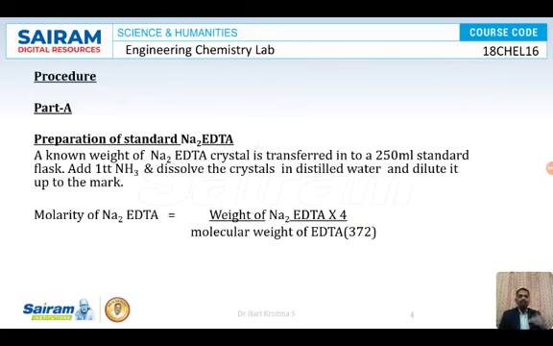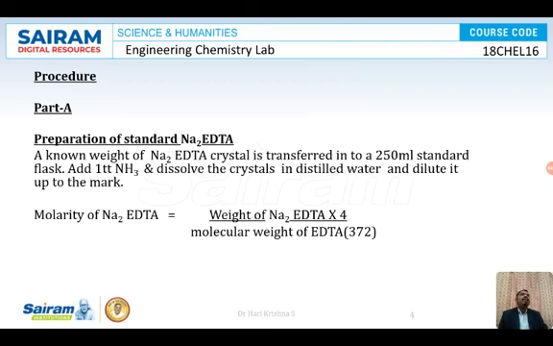Every volumetric estimation contains two parts. Part 1 is the preparation of Na2EDTA. We take W grams, or a known weight, of Na2EDTA crystals and transfer them to a 250 ml standard flask. Add 1 test tube of ammonia, dissolve the crystals, and add distilled water up to the mark. This will be shown to you in your demo.